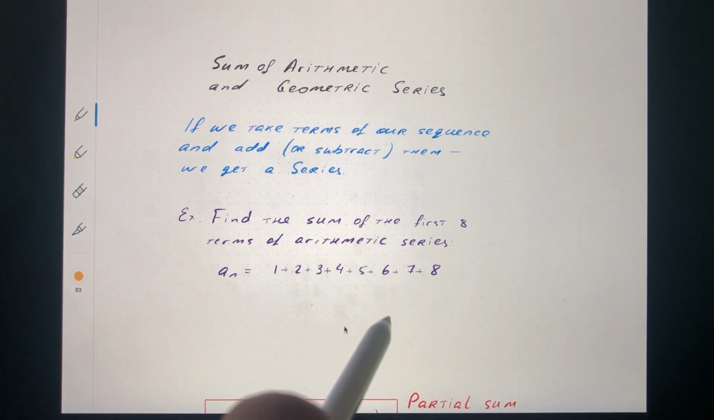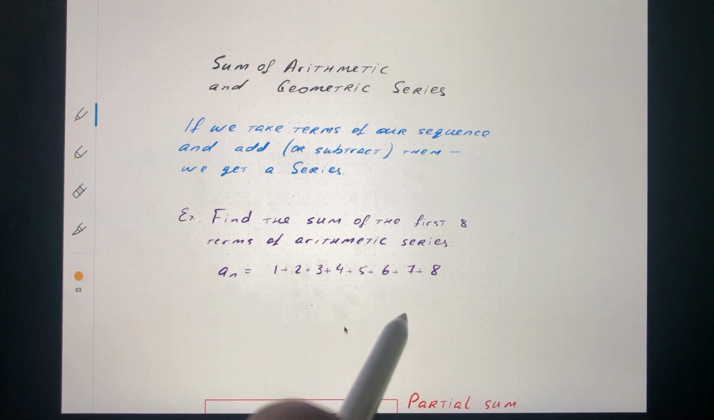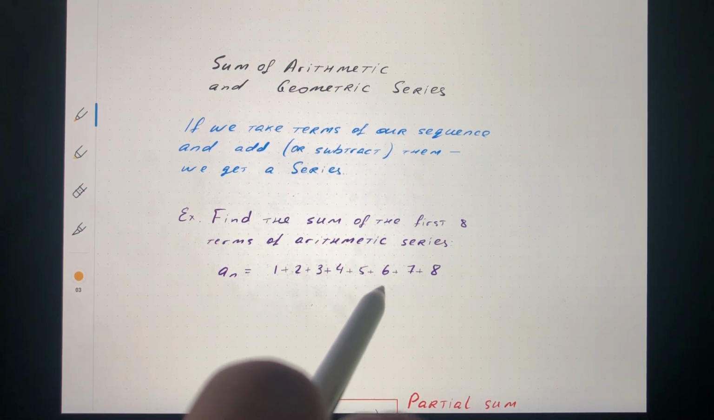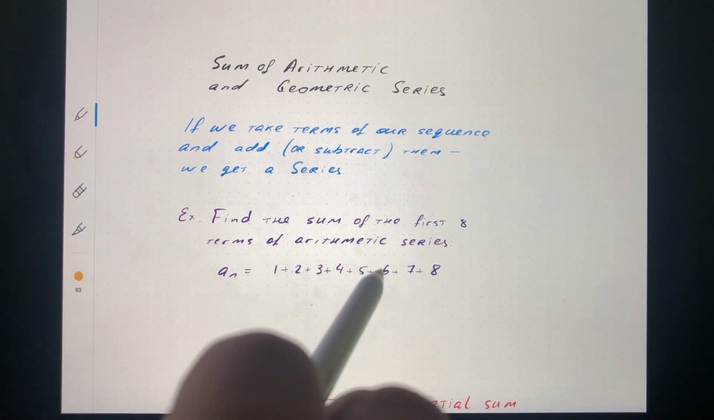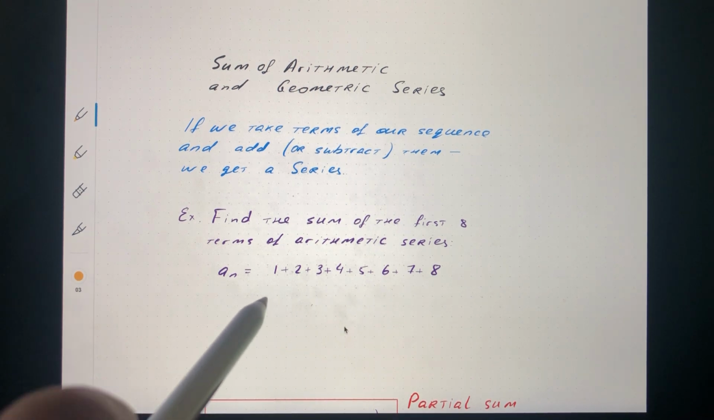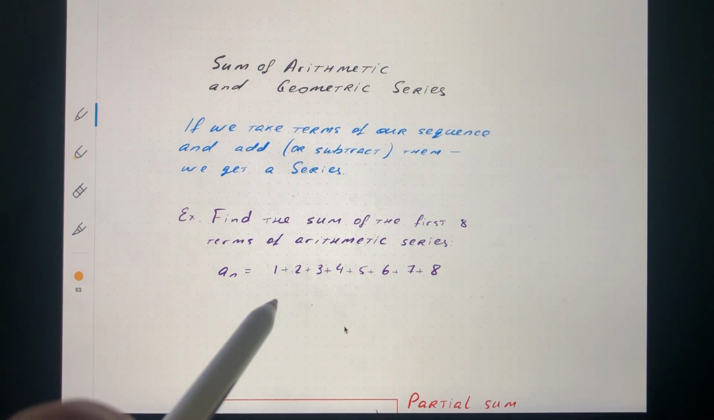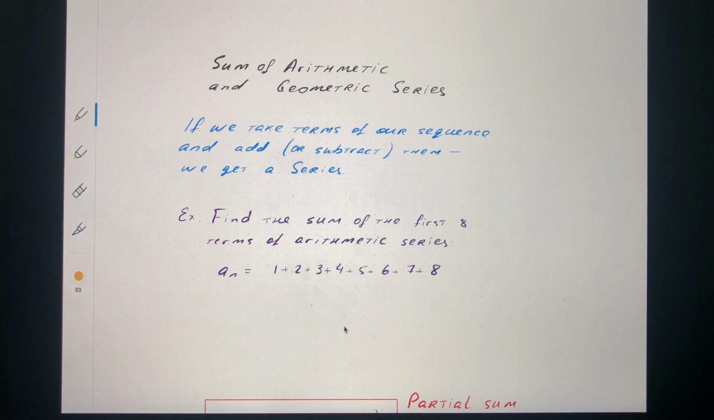So this is where the formula for the partial sum of arithmetic series comes in. Partial means we're not adding all of them, we're just adding some of them. So the formula, where does this formula come from? I'll show you the formula in a second, but let's look at the numbers first to see if we can come up with a formula ourselves.